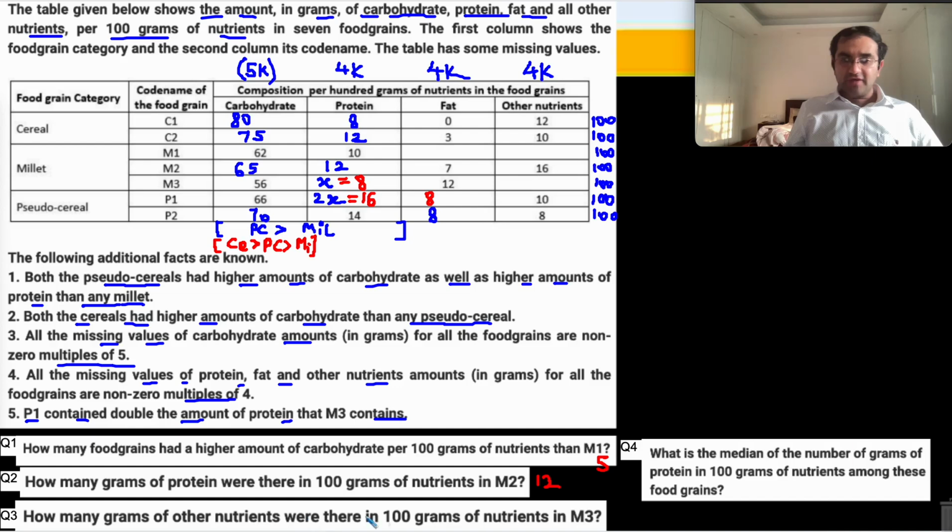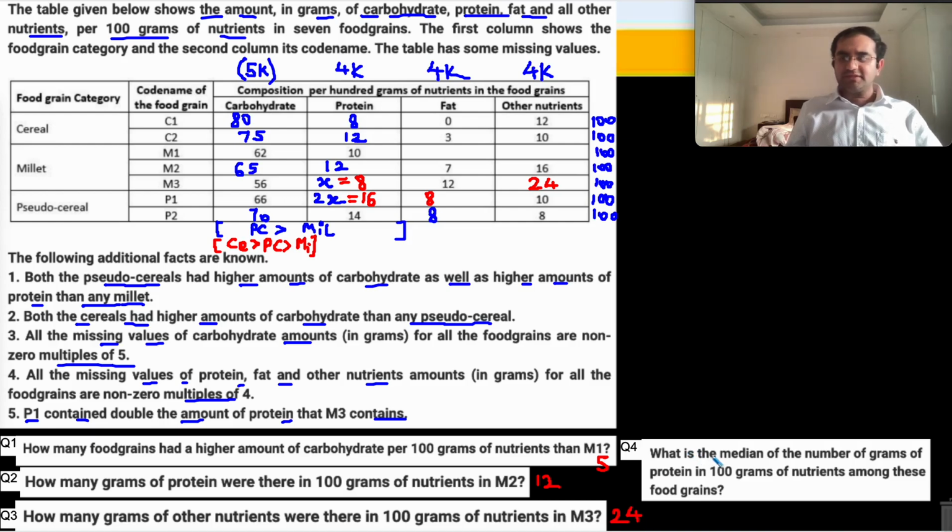How many grams of other nutrients in M3? Other nutrients M3. We have not written this value, so let's complete it. 56, 64 plus 12 is 76, leaving 24 to get a total of 100. So you get 24 over here.